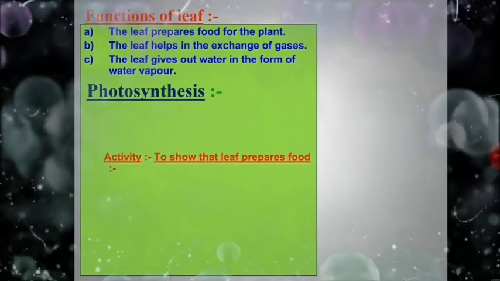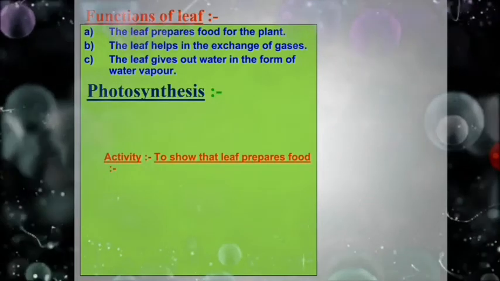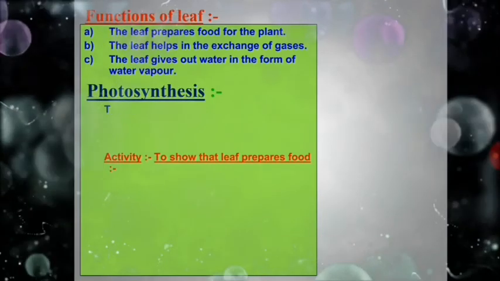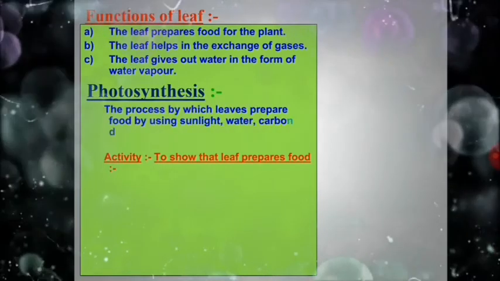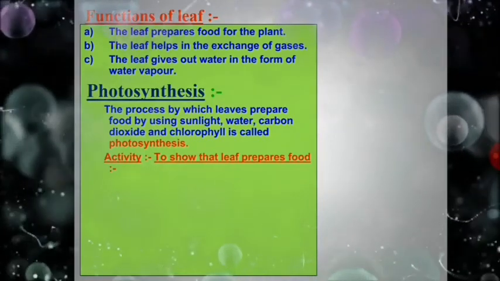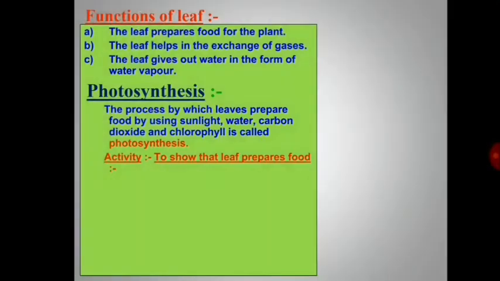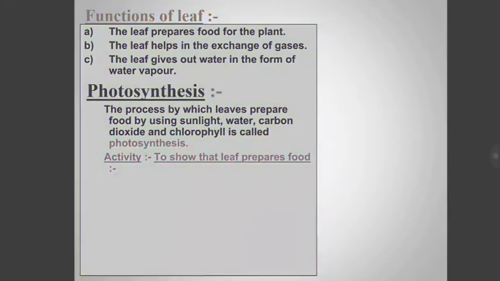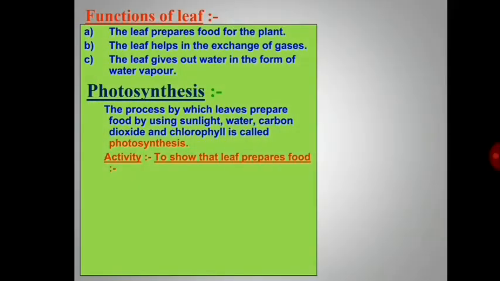So plants make their food on their own by the process of photosynthesis. The process by which green leaves prepare food by using sunlight, water, carbon dioxide and chlorophyll is called photosynthesis. So four raw materials, sunlight, water, carbon dioxide and chlorophyll, are needed for the preparation of food by plants.